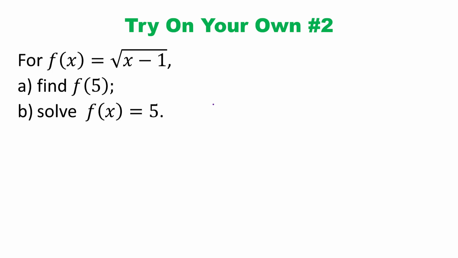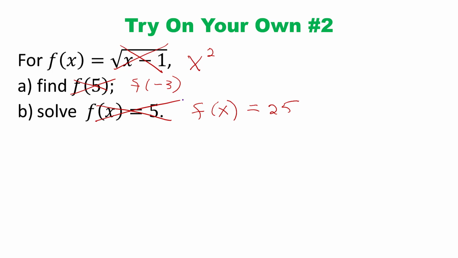Let's change this a little bit. Let's let f of x equal x squared. And if f of x equals x squared, let's find f of -3. And then let's solve f of x equals 25. Okay, so I'm going to change this problem a little since I messed this up, and that's going to happen occasionally. And so go ahead and write this down.